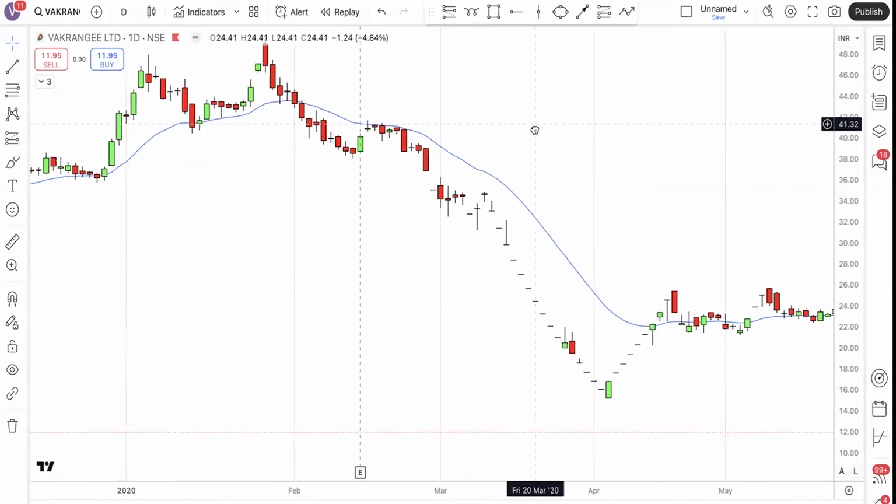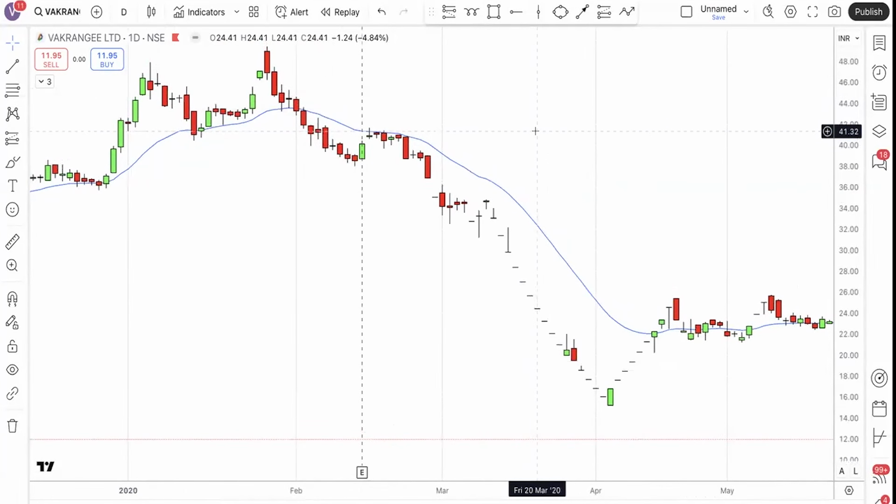Okay, to give you an example, what is the upper circuit, lower circuit? This is the stock, the name is Vakrangil Limited. You can see that on this day, 16th March 2020, it closed at around 29.84. After that, see what happened next day. Next day, you can see just a single line. This is a daily time frame chart. There is no candlestick, right? Just a single line.